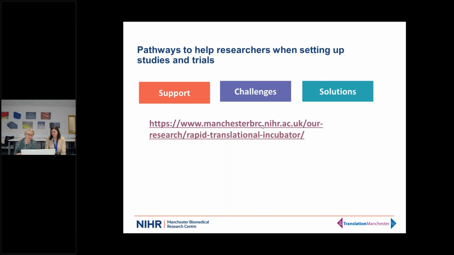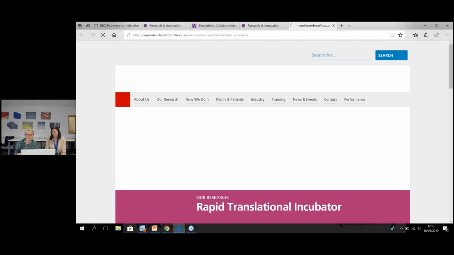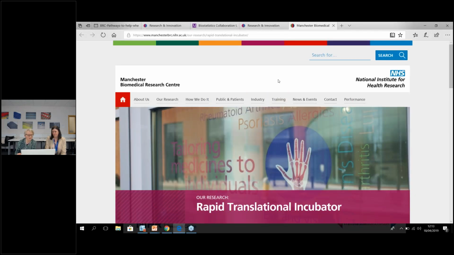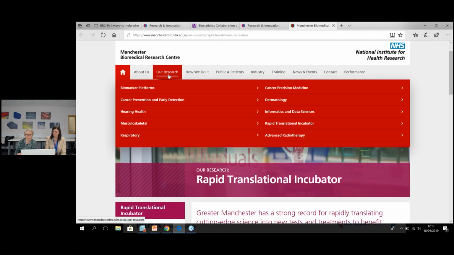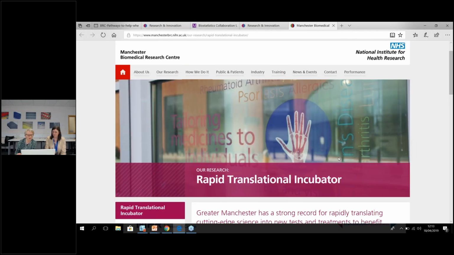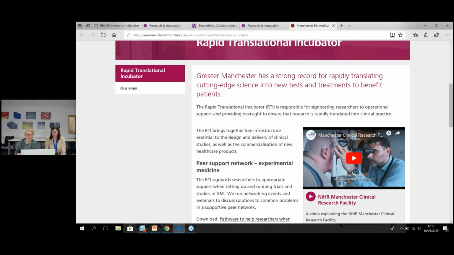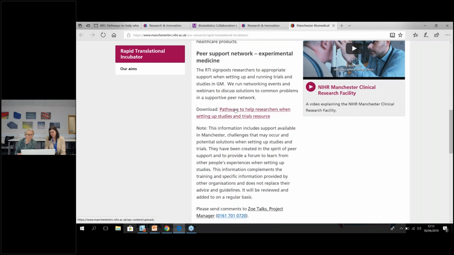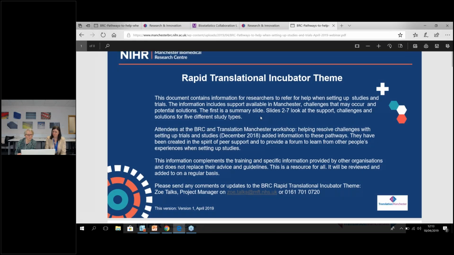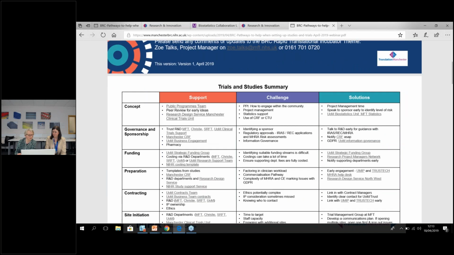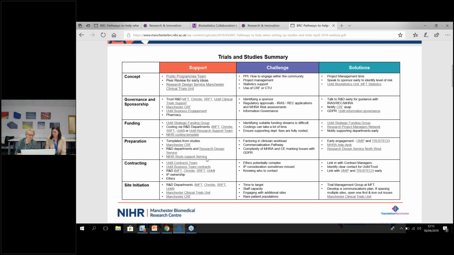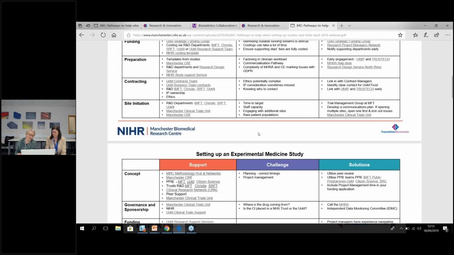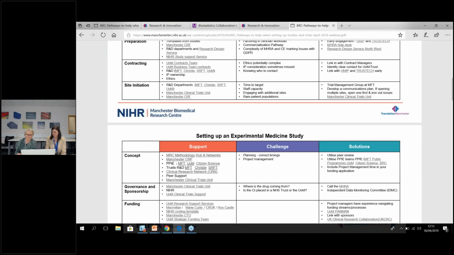So I'm just going to click on this link now, which takes you to where these resources are on the BRC website. We go to the BRC website, and then it's on our research, and then Rapid Translational Incubator page. So here, Rapid Translational Incubator page, peer support network, and then you can click on this link here where it says download pathways. You click on that, and it will bring up these pathways. So there's about 7 slides in here. The first one is a summary slide, and then the next look at different study types, experimental study, for example.